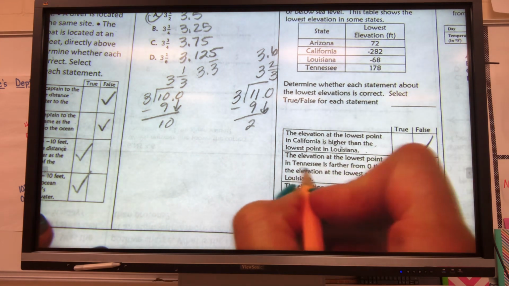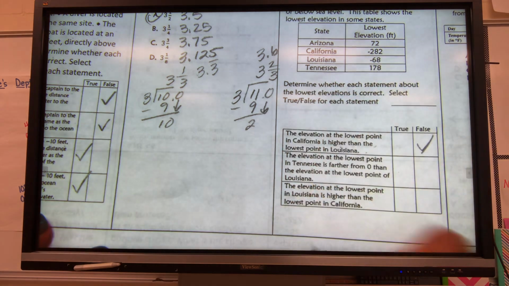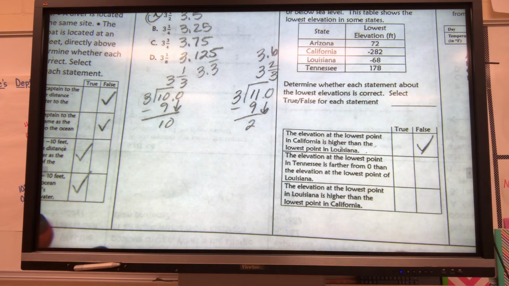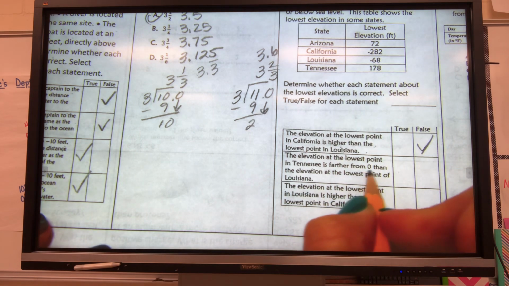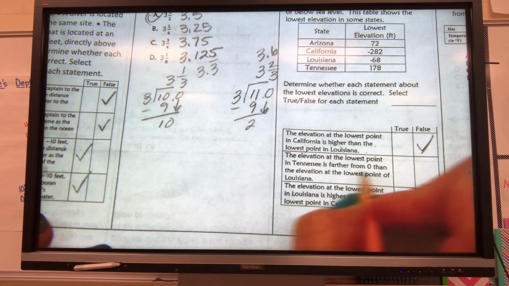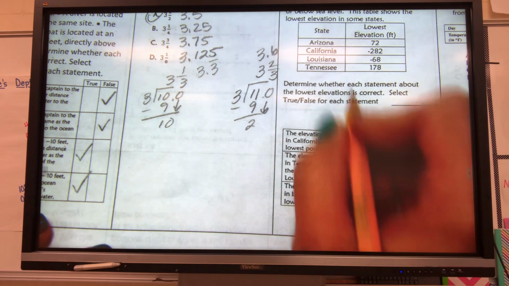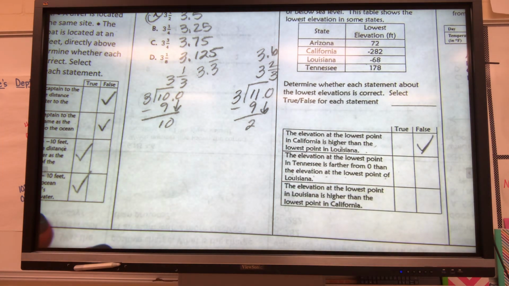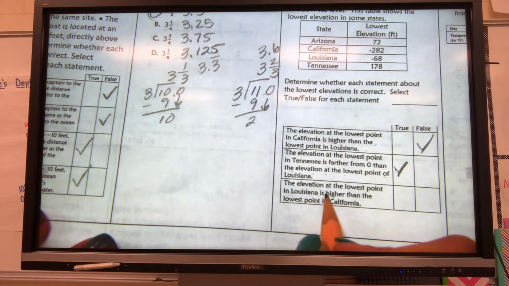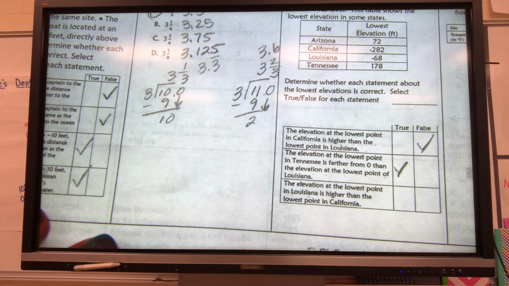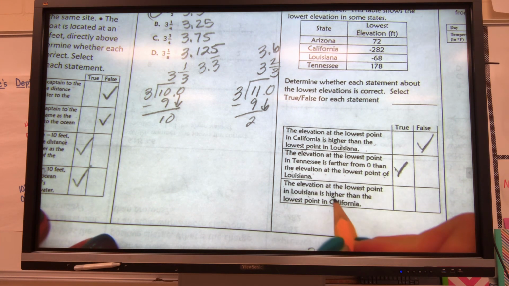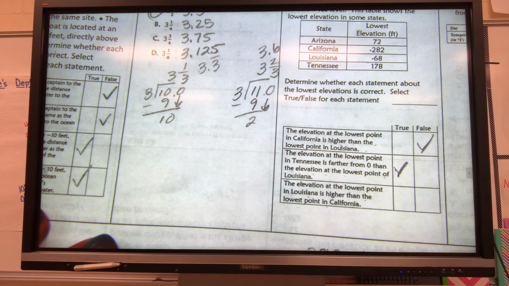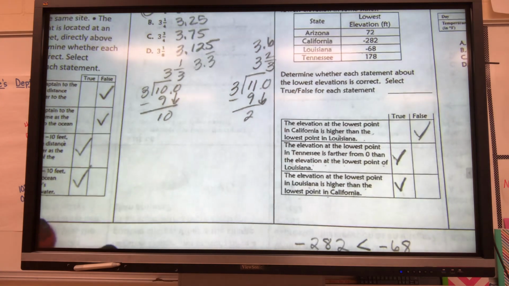The elevation at the lowest point in Tennessee, so Tennessee is not negative, it's a positive 178, is farther from 0, well this is 178 from 0, than the elevation at the lowest point in Louisiana. Louisiana is 68 away, so this one is going to be farther, so this one is true. The elevation at the lowest point in Louisiana, which we said was a negative 68, is higher than the lowest point in California. Well, which one is greater? Louisiana, so this one is true because it is closer to 0.